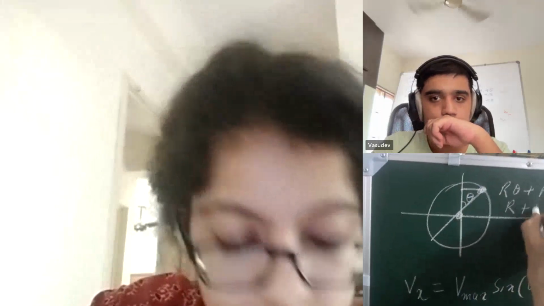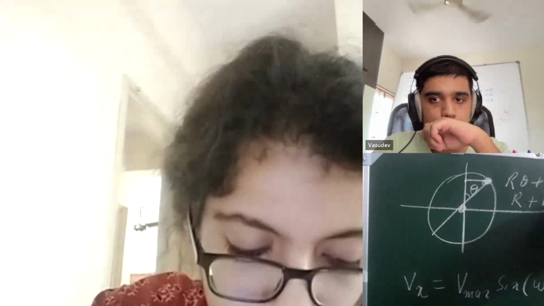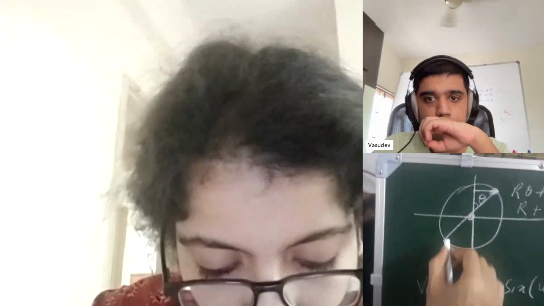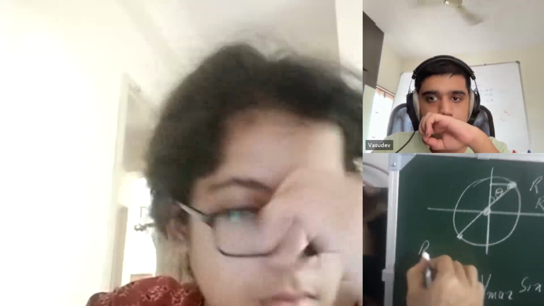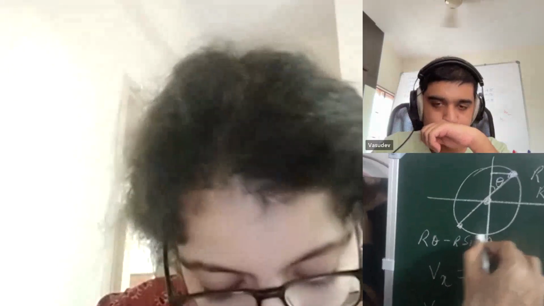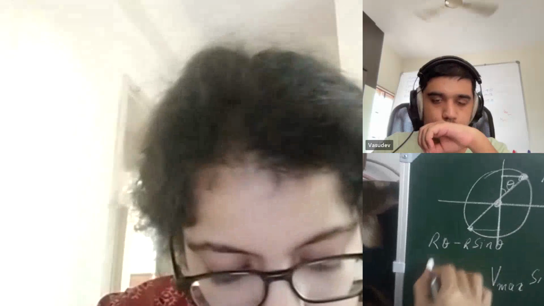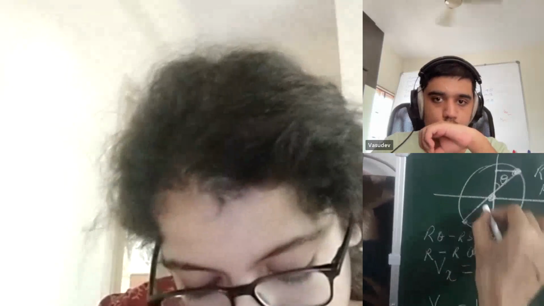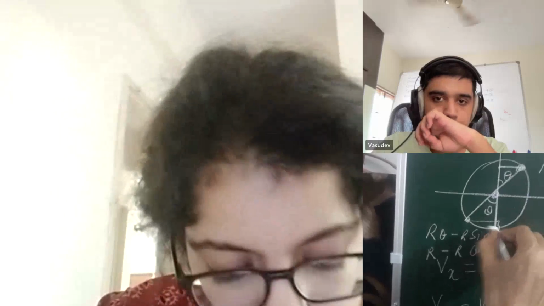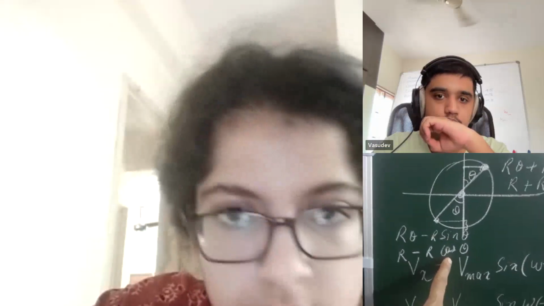And what will be the y coordinate? R plus r cos theta, correct? What about this one? R theta minus r sin theta. And this one, R minus r cos theta, right? This is theta. You wish to get this point, right? Yes, R minus r cos theta.